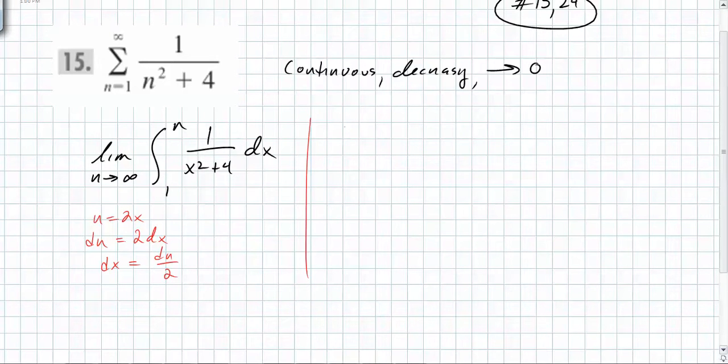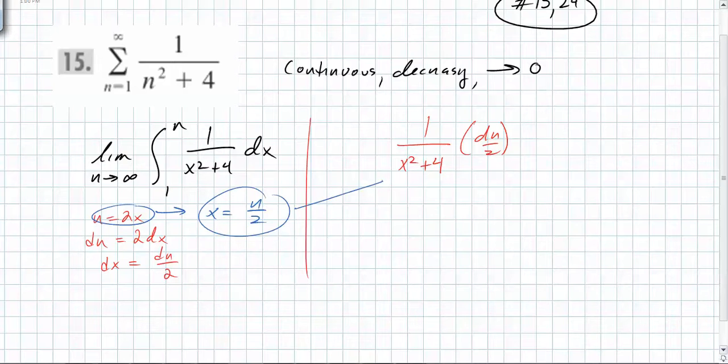You get 1 over x squared plus... No, I haven't made the substitution yet. I'm only doing the dx first, okay? So we have du over 2. I'm just going to do this in pieces. But now, we set u equal to 2x. So what does x equal? u over 2. So if you take this, and I'm kind of doing multiple steps at once, you end up with u over 2 squared plus 4 times du over 2. And you have this integral, right?